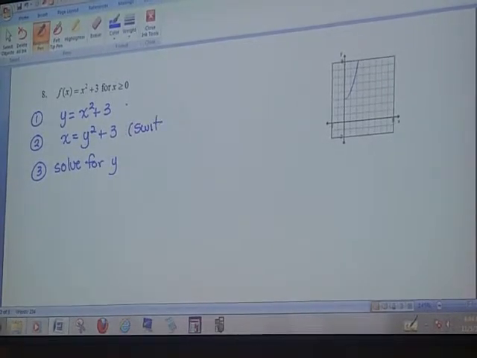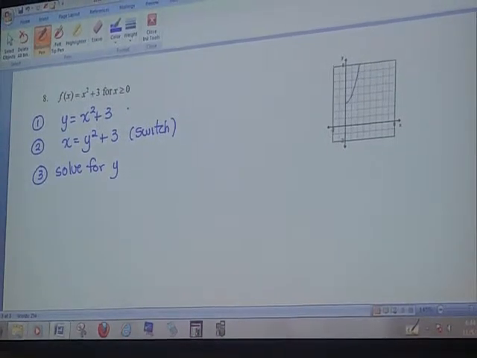Switch. So now I have x minus 3 equals y squared. And when you have a y squared, that means you're going to have plus or minus the square root of x minus 3.